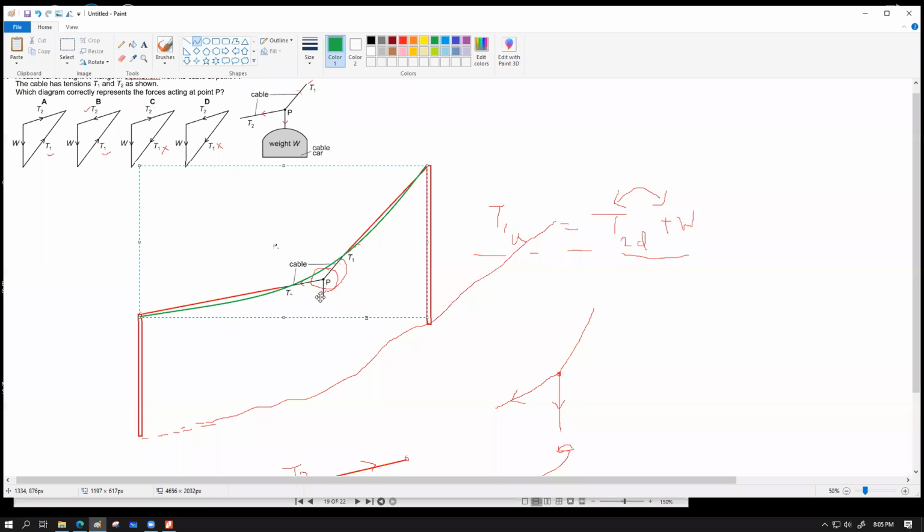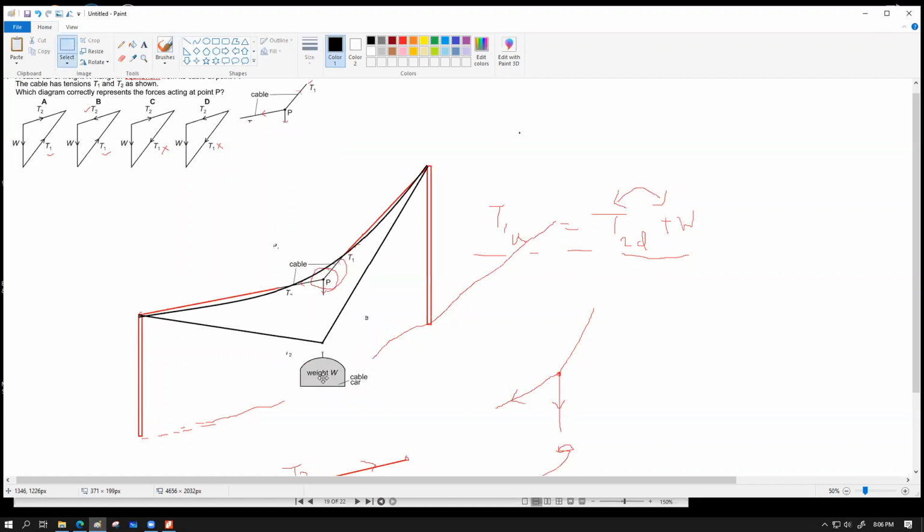Weight is always going to work downwards, and this tension, irrespective of the position of the weight, is always going to work to the left. For example, if this cable car had an orientation something like this, if I draw this with, let's say, a black line, let's say we have a situation like this over here, and then another way over here, and the weight actually shows up over here.